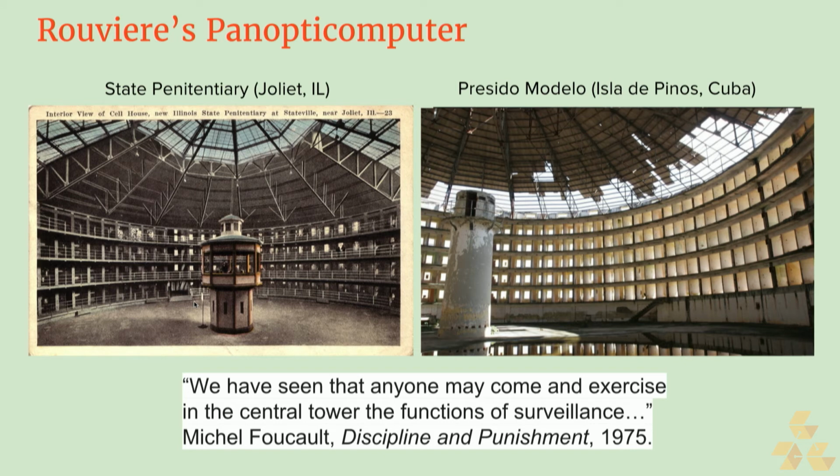And I think we can sum this up with a picture. Very interestingly, Simon de Rouviere came up with this picture for TrueBit even before we had the incentive layer, sometime in mid 2016. He called it the Panopticomputer, named after, of course, Bentham and Foucault's Panopticon, or Panopticism. This idea of a Panopticon has taken physical manifestation in the state penitentiary in Joliet, Illinois, and also the Presidio Modelo in Isla de Pinos in Cuba.